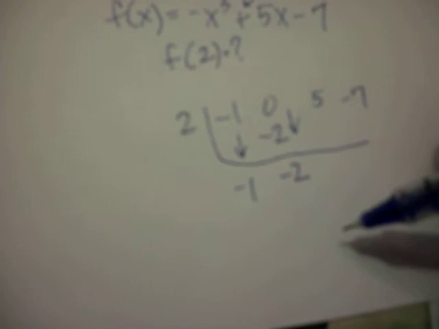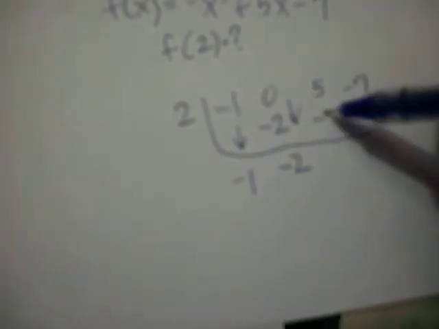So you bring down the negative 1. Negative 1 times 2 is negative 2. Add those two numbers together. Negative 2 times 2 is negative 4. Add those two numbers together. 1 times 2 is 2. You add those two numbers together, and negative 5 is your answer.